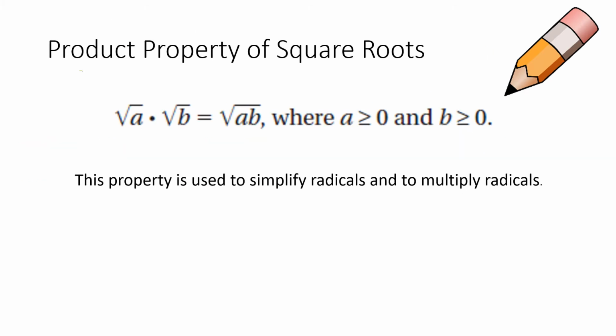So today we're going to use the product property, and the product property tells me that if I multiply the square root of a times the square root of b, it's the same as saying the square root of ab, so a times b under there. So what we're going to do today is we're actually going to do this in reverse. I'm going to give you something as a product under the square root, and we're going to split it up into 2 separate square roots. So we use this property to simplify and multiply radicals.